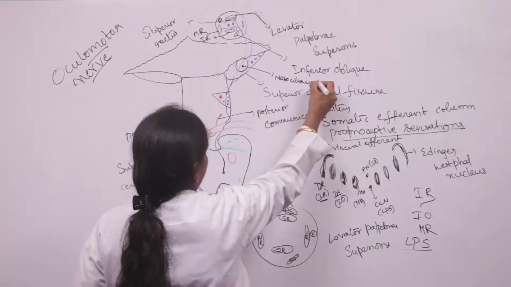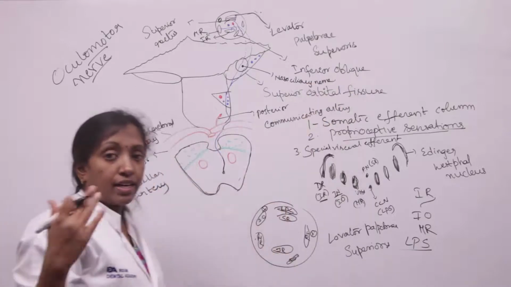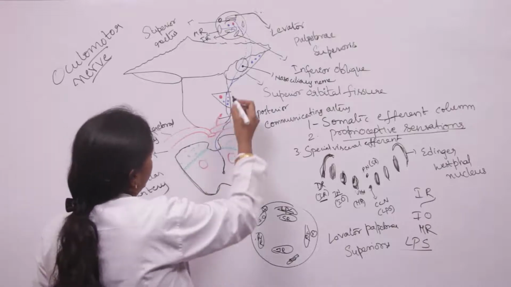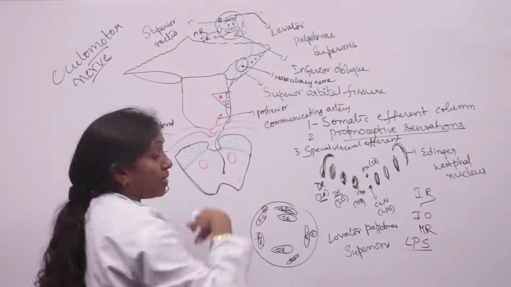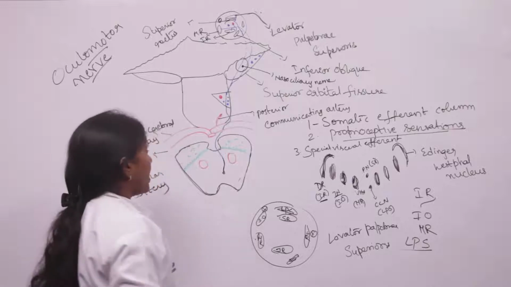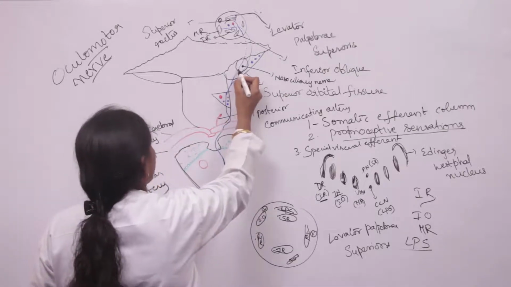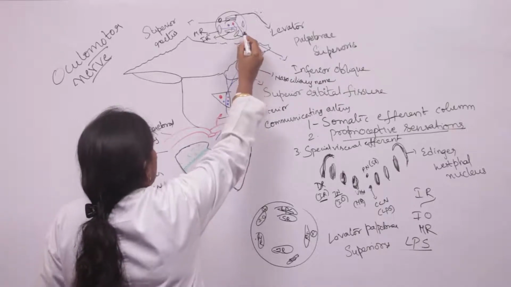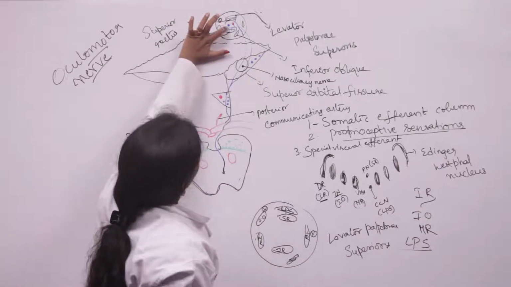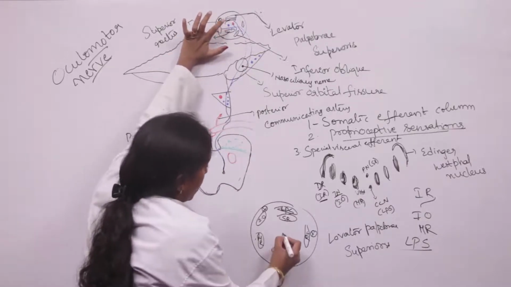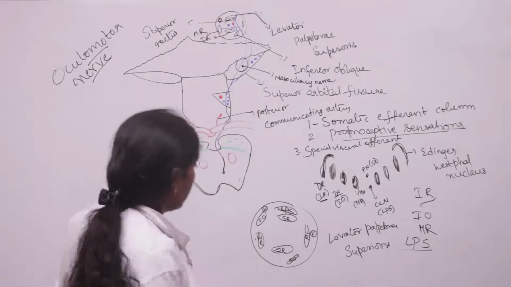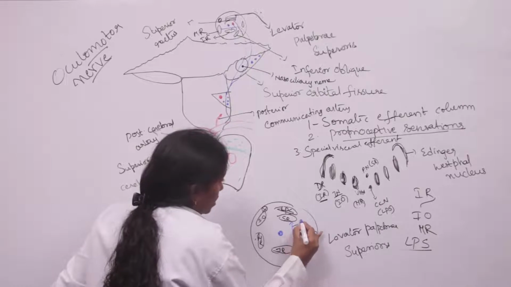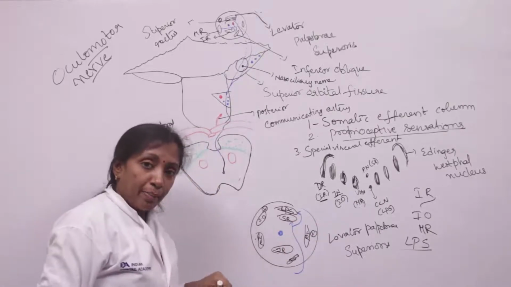We know that the nasociliary nerve is a branch of the ophthalmic nerve, which in turn is a branch of the trigeminal nerve, right? So the nerve passes here, and finally it divides into a superior ramus and an inferior ramus in the anterior part of the sinus. The superior ramus passes lateral to the optic nerve. Here what I have represented with the blue dot is the optic nerve. And the superior ramus supplies the superior rectus muscle as well as the levator palpebrae superioris.